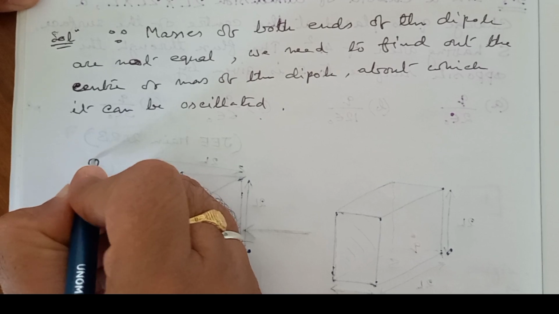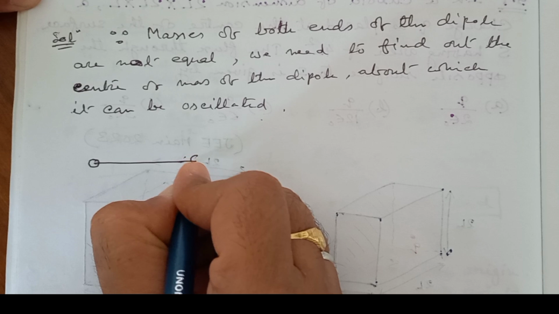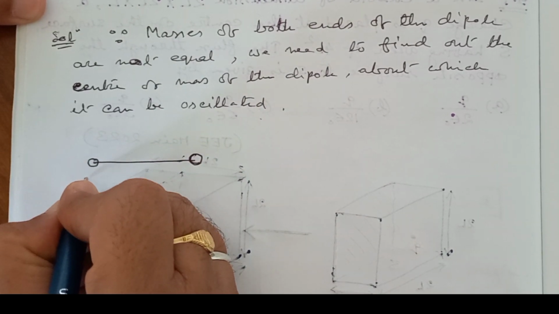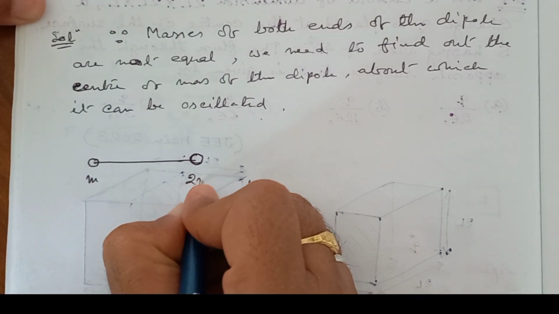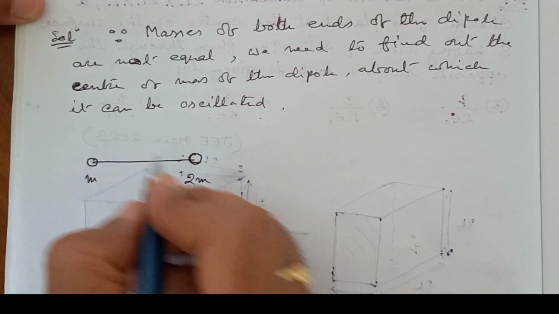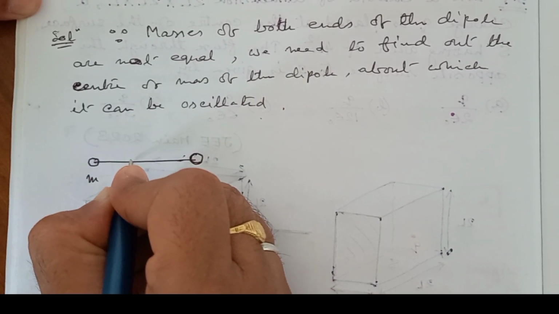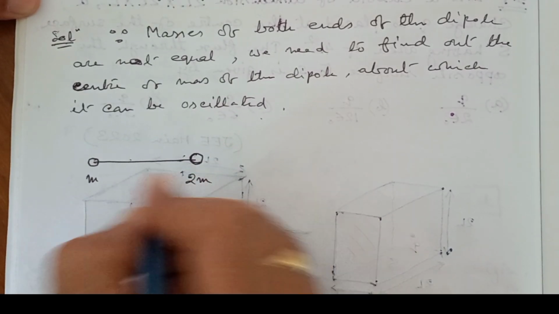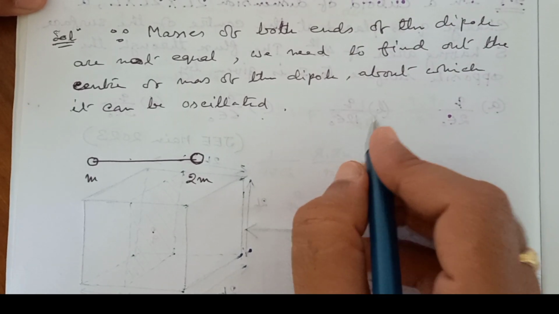Now, suppose the dipole, according to the given question, is this. The mass of the first charge is, say, m, and the second charge is 2m. So the center of mass of the dipole will be on some point along the line joining the two masses. Let us find out the center of mass of the dipole.